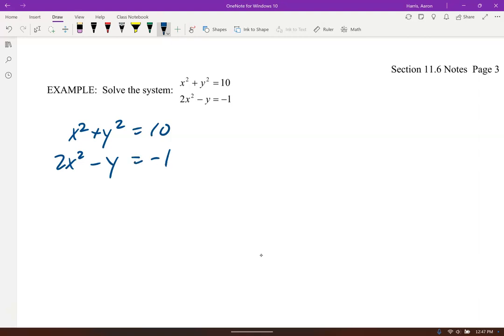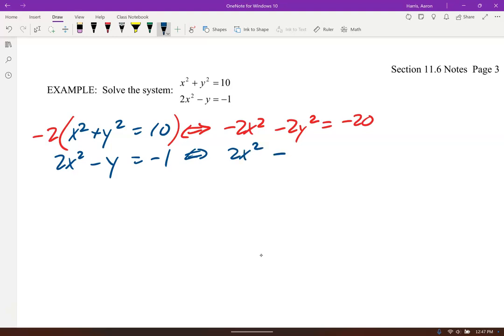Well, I obviously can't cancel y squared, because y squared minus y, they can't combine those, so they won't cancel. But I could get rid of the x squared. So let's multiply this by -2, and then I'll be rid of the x's. -2x squared minus 2y squared equals -20. And then the bottom here, I'll have 2x squared minus y equals -1. Again, the x squareds are gone, which is nice. So now I have -2y squared minus y equals -21. So I'm solving a quadratic.